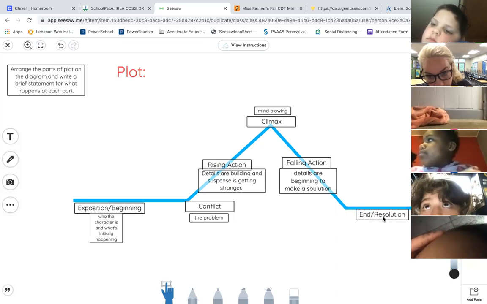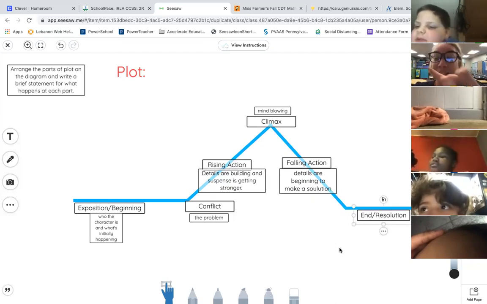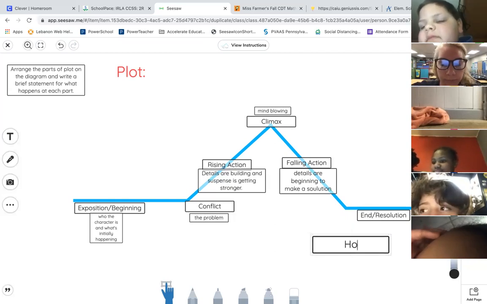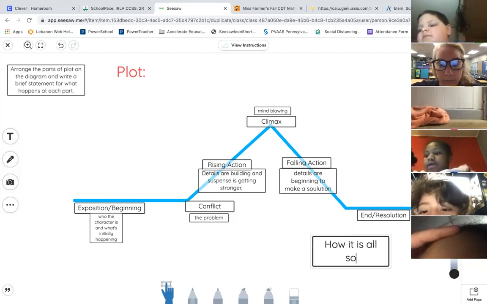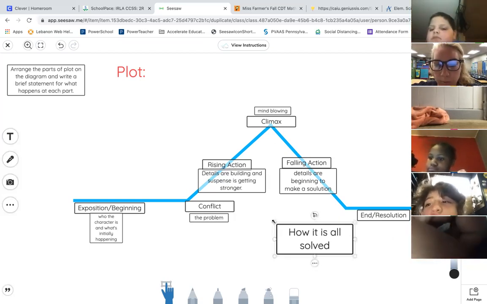Really? No voices? Nobody knows what's this last part? Resolution, yes. The resolution, how it's all solved. Okay, so that's what you would be putting under there.